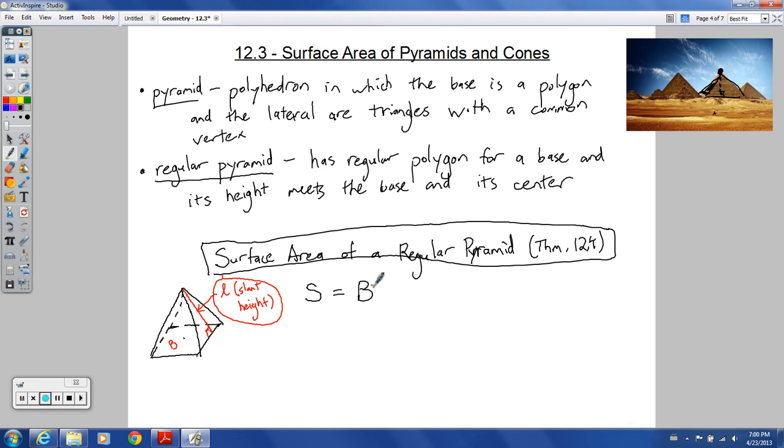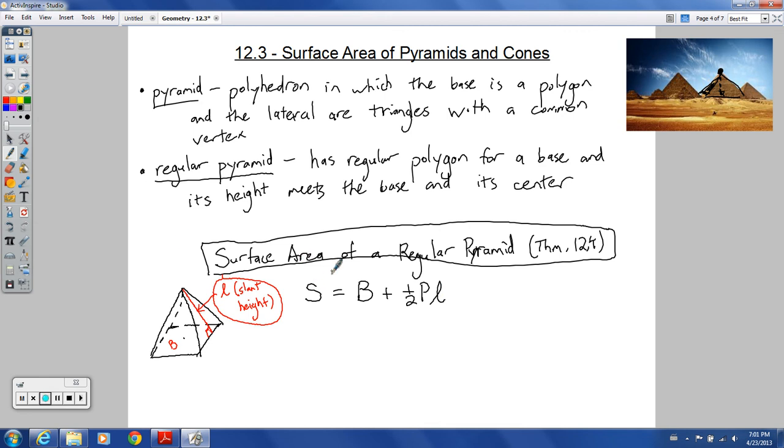So this is a capital B for the area of the base. That's the square part in this case, plus 1/2. And again, this doesn't have to be a square pyramid. That's just the one that's most common, I would say. So 1/2 base times height for each triangle, but to do it all at once, do perimeter times slant height.